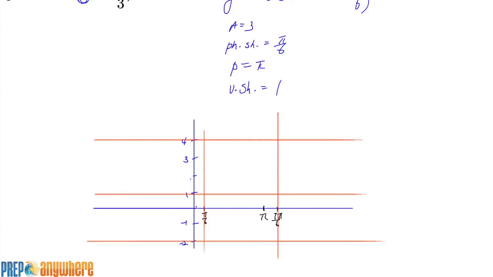Okay, so where's the middle? So here's the middle. It should be, right, pi. From here you should go 3 steps of pi over 6. That's pi over 2.